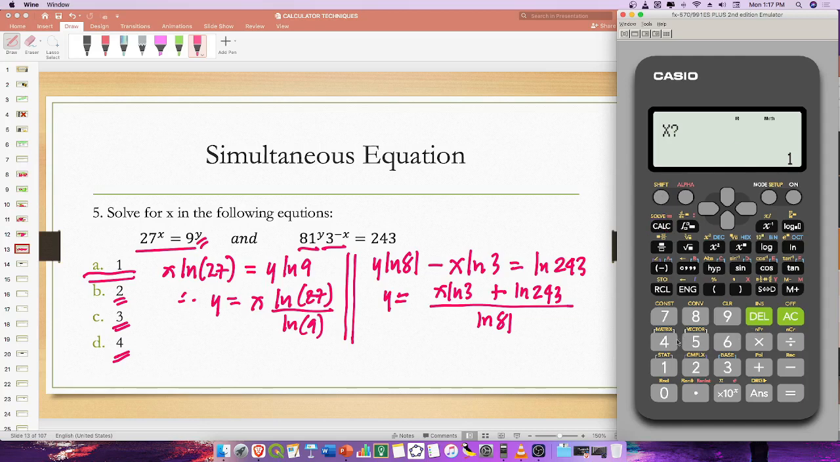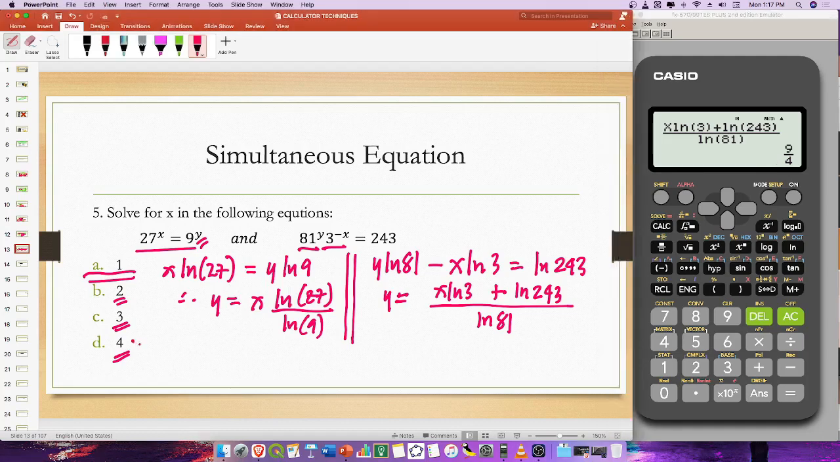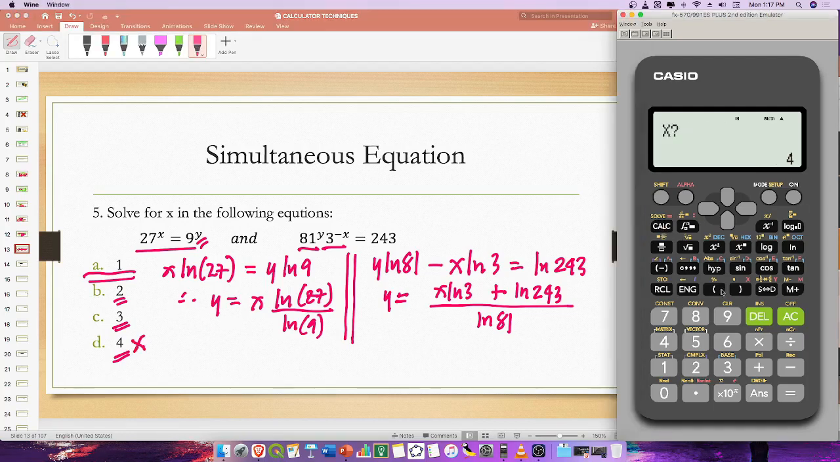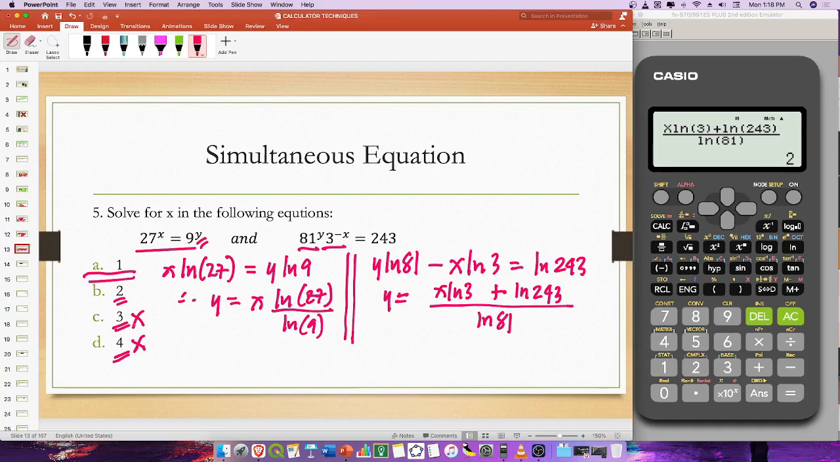So let's try 4. When x equals 4, the first equation will have the value of 6. The second equation will have the value of 9/4. So they are not equal, meaning 4 is not the answer here. Again, we will use calc and plug in 3. Let's try 3. So 9 halves, and we have 2. They are not equal as well, so 3 is not the value of x.